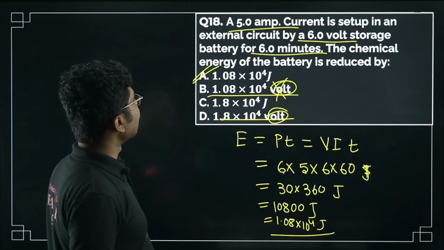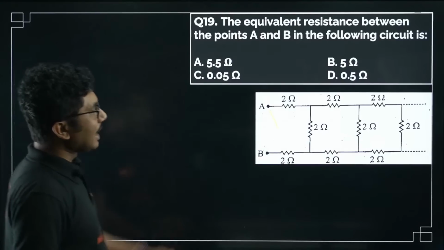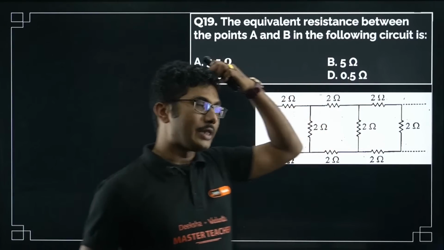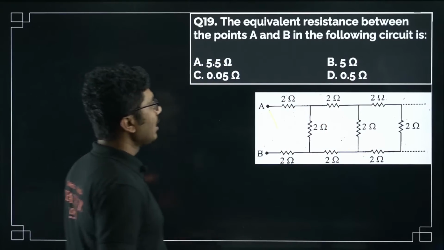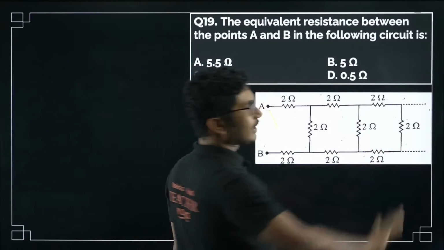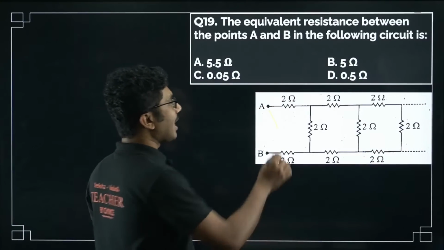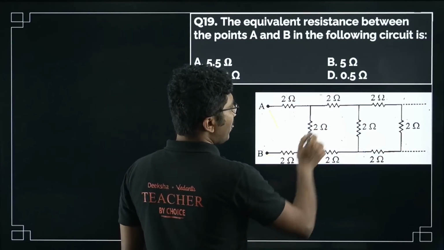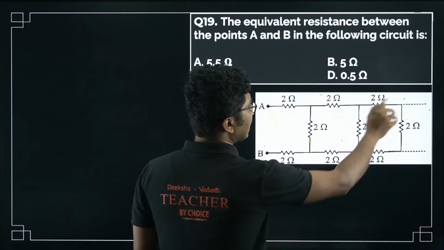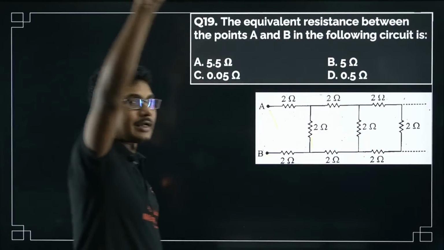Now let's continue today's series. This is a very common type of question. You may have seen this kind of question. This is an infinite circuit. You have 2 ohm, 2 ohm, 2 ohm, another 2 ohm, 2 ohm, 2 ohm, another 2 ohm, 2 ohm, 2 ohm, and then infinitely connected like this.